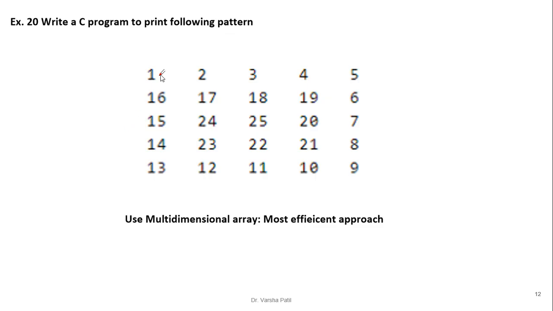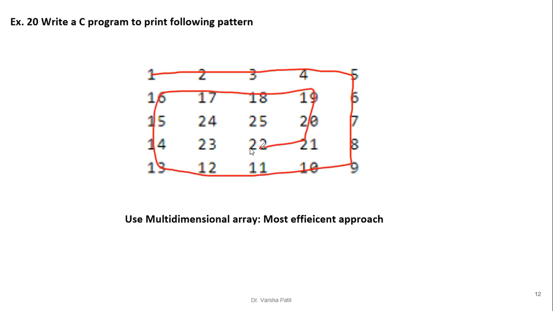Write a program to print the following pattern. You can see this is 1 2 3 4 5 6 7 8 9 10 11 and so on. This is a spiral pattern. So if we use a multidimensional array, this is the most efficient approach. Otherwise if we write it by a simple combination in a nested loop, at that time it becomes very difficult. So this type of program I covered in the array topics.